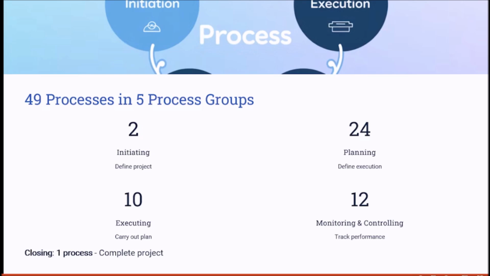Finally, we have closing. Closing only holds one process, when completing the project, and that process is named close project or phase. So these are the 49 processes distributed across the five main process groups.